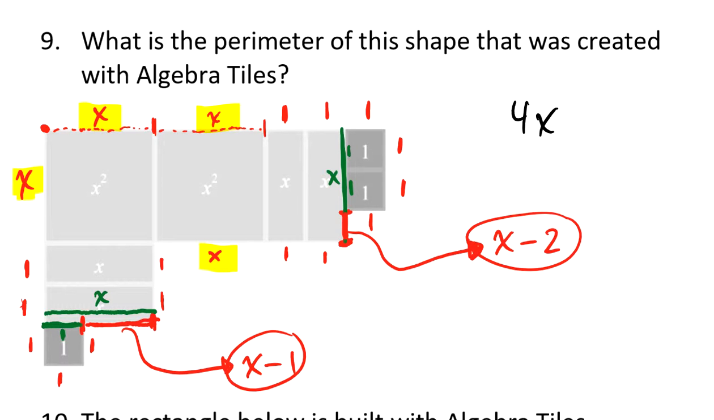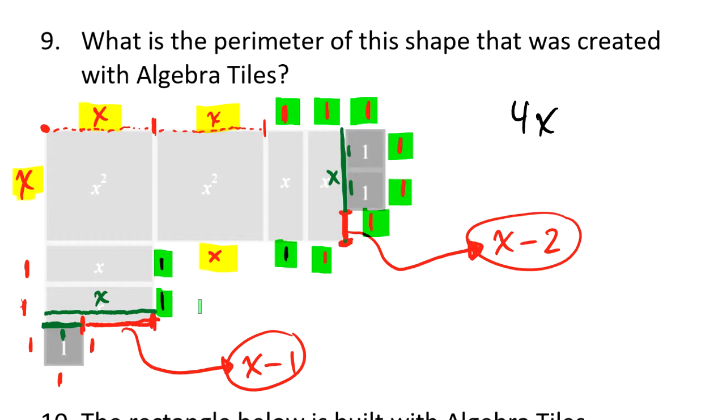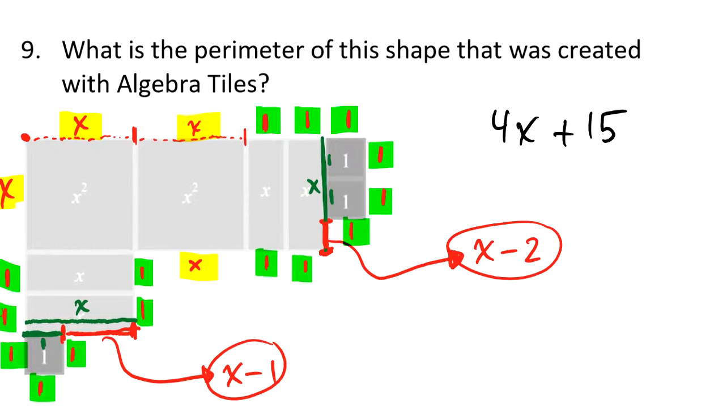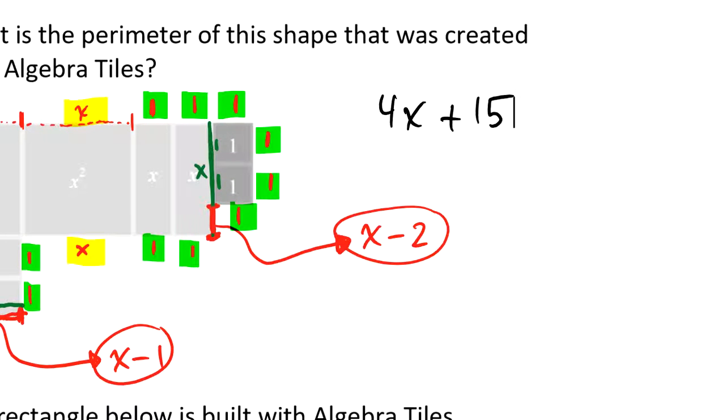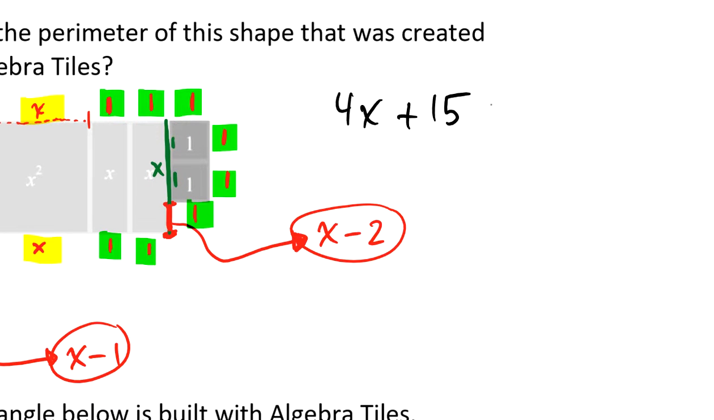And then I'm going to go along and highlight in green all the units. So I've got 1, 2, 3, 4, 5, 6, 7, 8, 9, 10, 11, 12, 13, 14, and 15. So I can see that in addition to the 4 x's, I have to add 15 to my perimeter. And the other thing that I need to include are these 2 special pieces. So to this I'm going to add an x minus 2, and I'm also going to add an x minus 1.